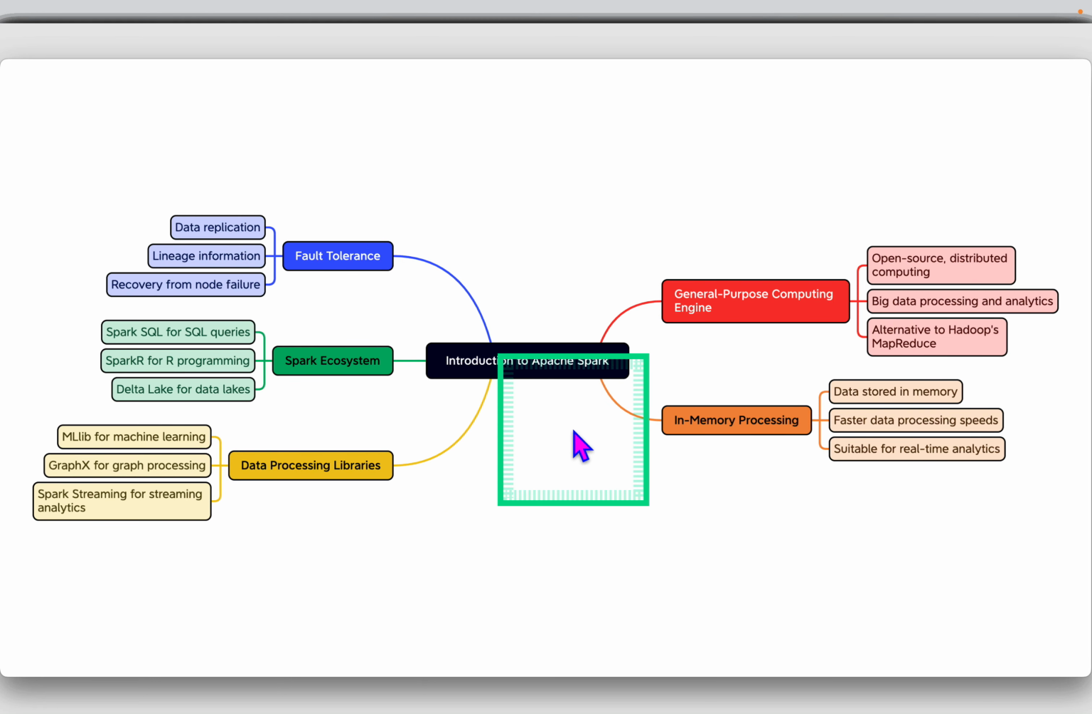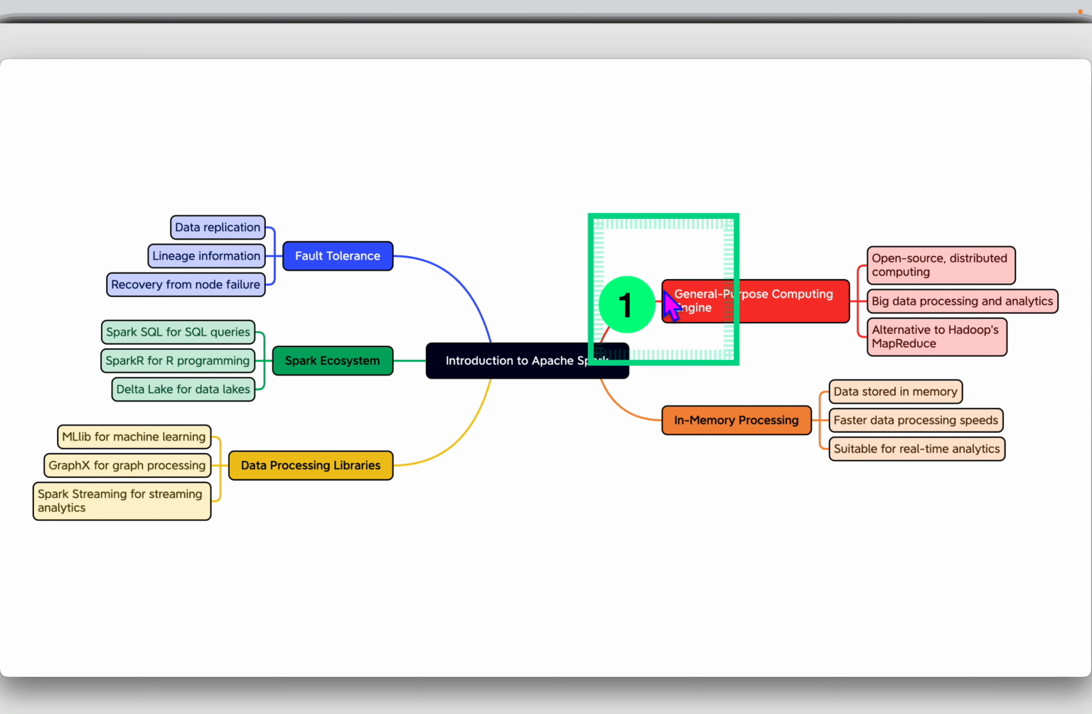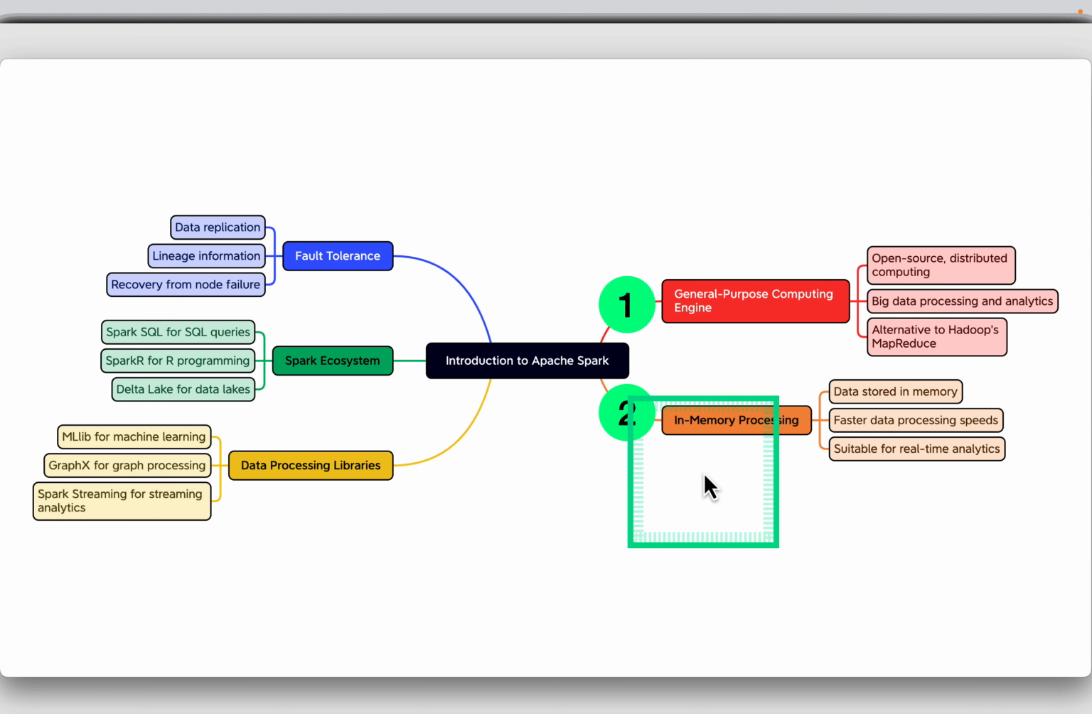Next, I will just briefly talk something about Apache Spark. So, general purpose computing engine. Apache Spark is an open source distributed computing system designed for big data processing and analytics. Developed by Apache Software Foundation, it provides an alternative to Hadoop's MapReduce component. In-memory processing. Unlike Hadoop, which relies on disk storage and data processing, Spark stores data in memory. This accelerates data processing speeds, making Spark suitable for real-time analytics and iterative algorithms.